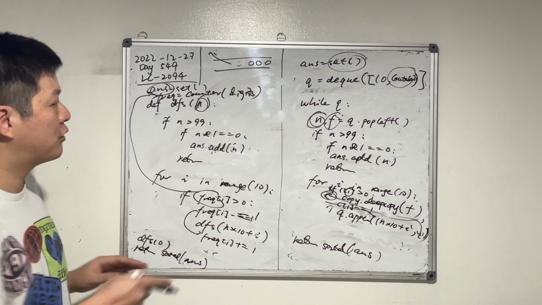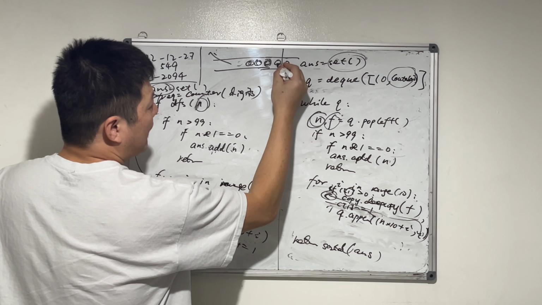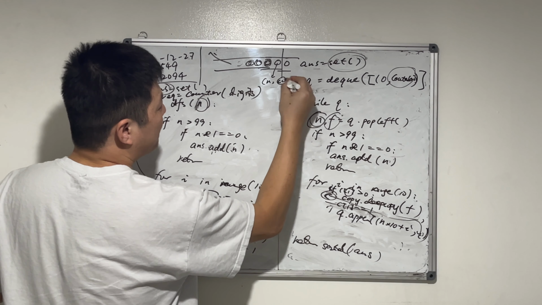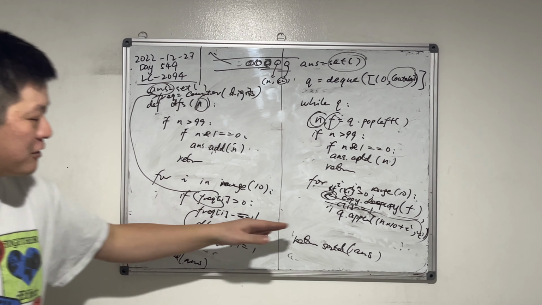We push it to the queue. The node in the queue has a number and a counter. So it's a different counter, right? Different counter, so it doesn't matter. We don't need to change it back.